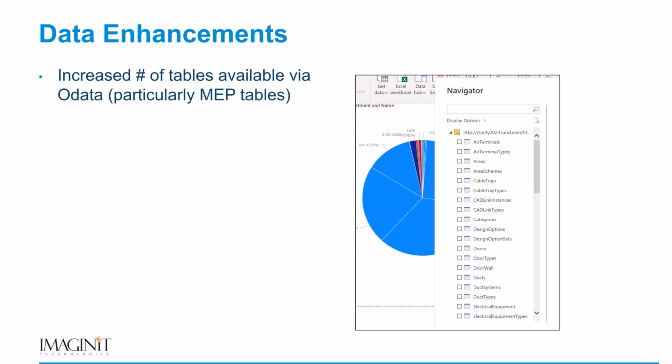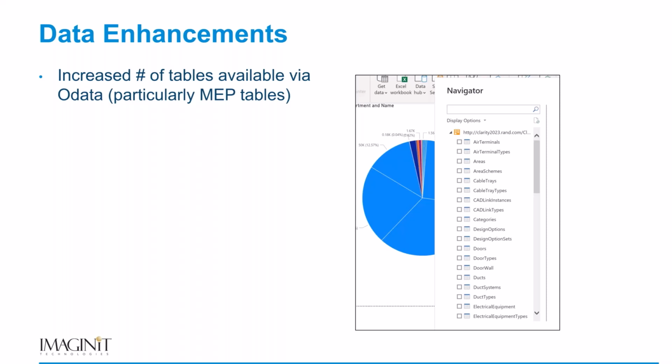Moving forward into the data enhancements side of things, I think we've talked for a couple years about our integration to let power users have easier access to Clarity data that has been extracted from Revit inside of things like Power BI or Excel or Tableau, those kinds of places, via a technology called OData.